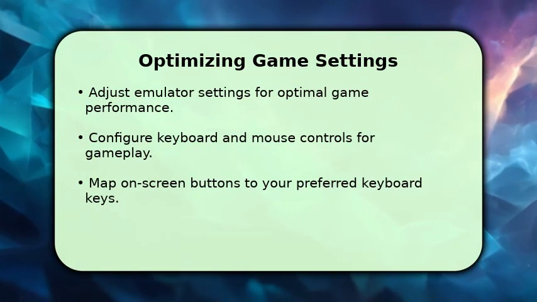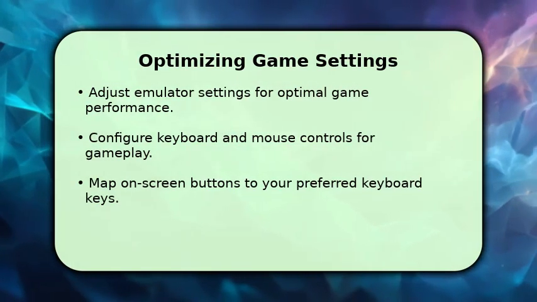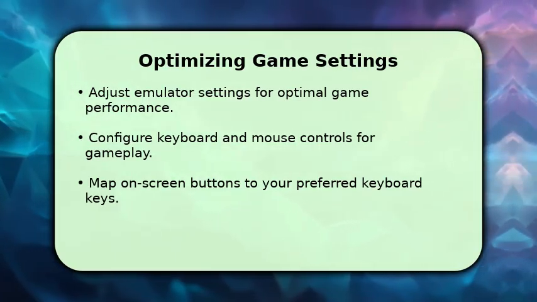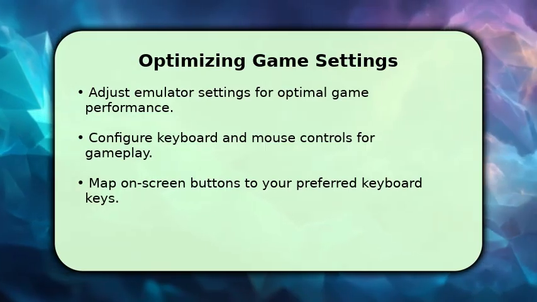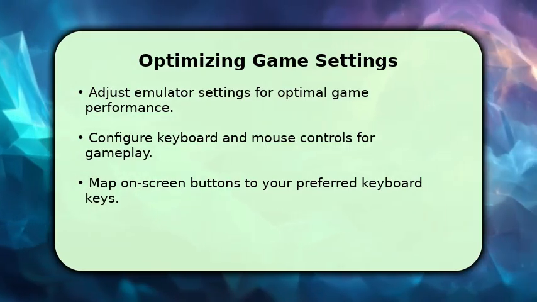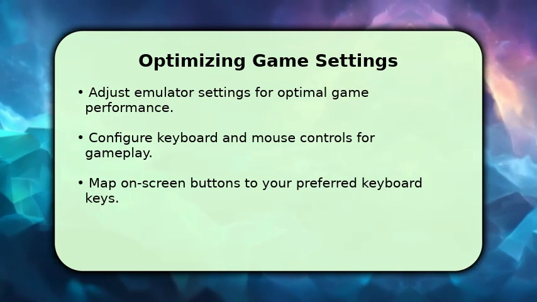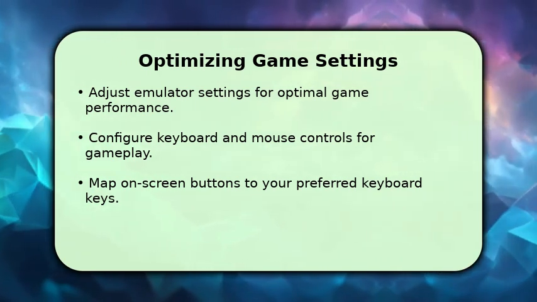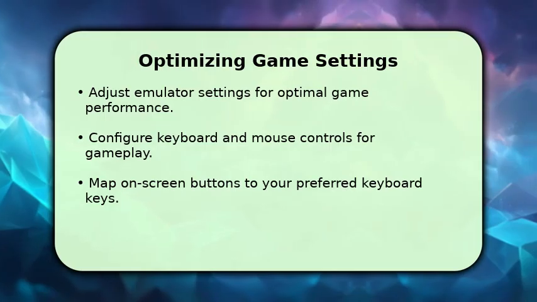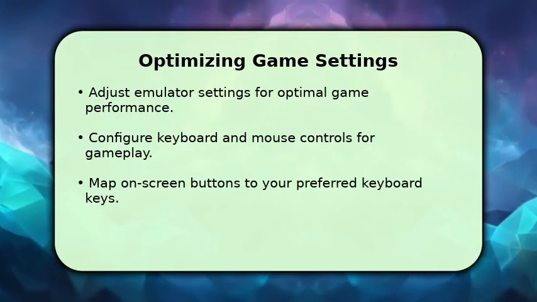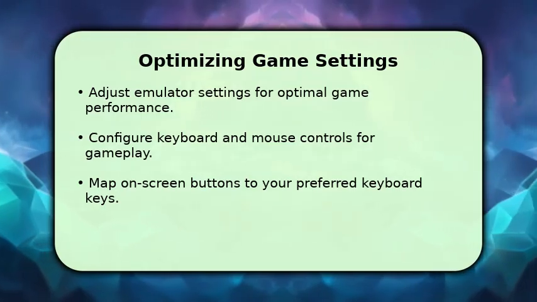For the best experience, adjust your emulator's performance settings, allocating sufficient CPU cores and RAM. Next, configure your keyboard and mouse controls. Emulators offer keymapping tools to assign on-screen game actions to your keyboard keys and mouse movements. You can customize these bindings to suit your playstyle, then save your personalized control profile.